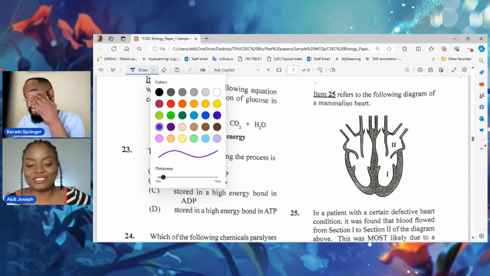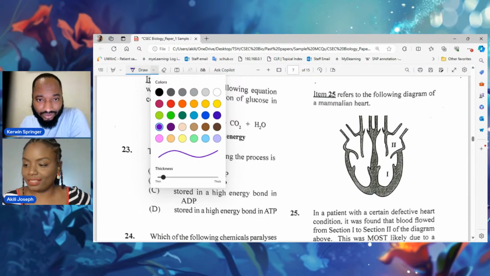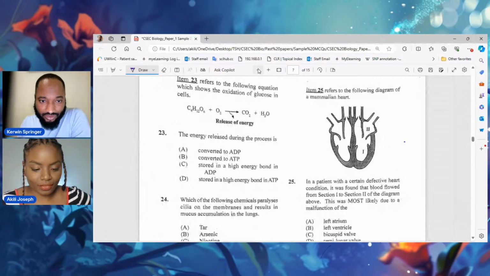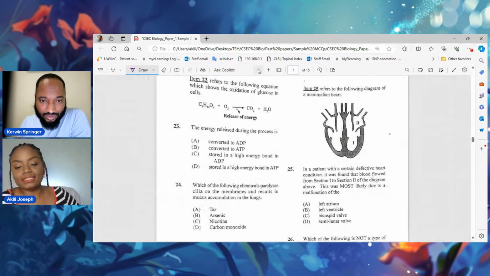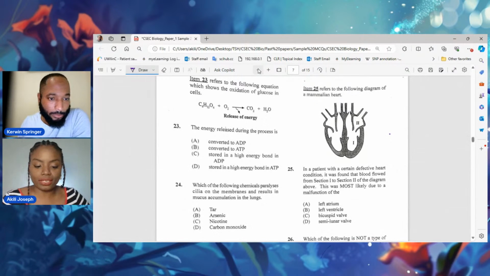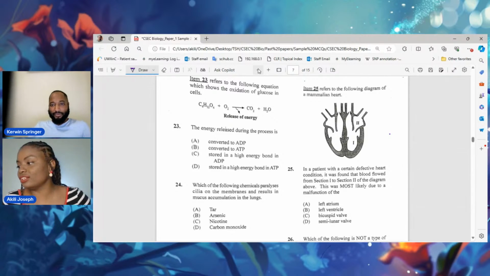All right, so item 25 refers to the following diagram of a mammalian heart. Let me zoom out a little bit. In a patient with a certain defective heart condition, it was found that blood flowed from section 1 to section 2 of the diagram above. This was most likely due to a malfunction of the... right, as you can see in the chart, so it's going to be C.